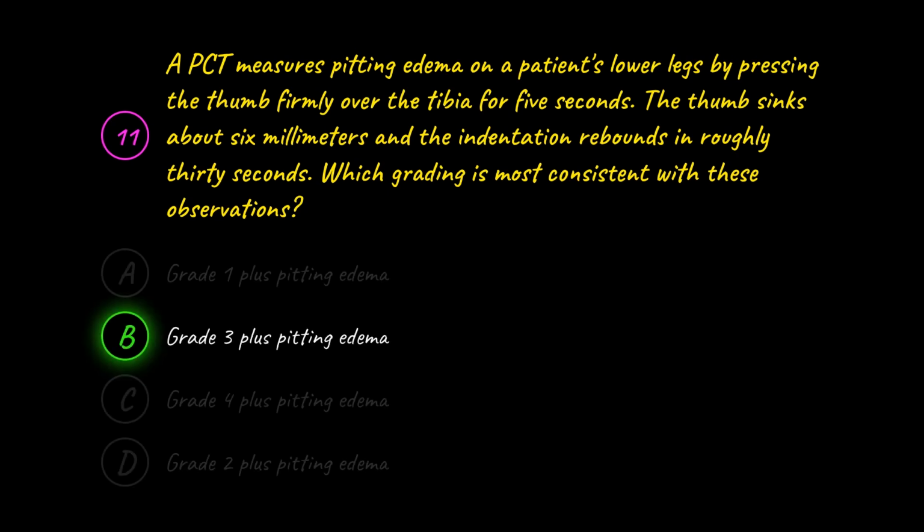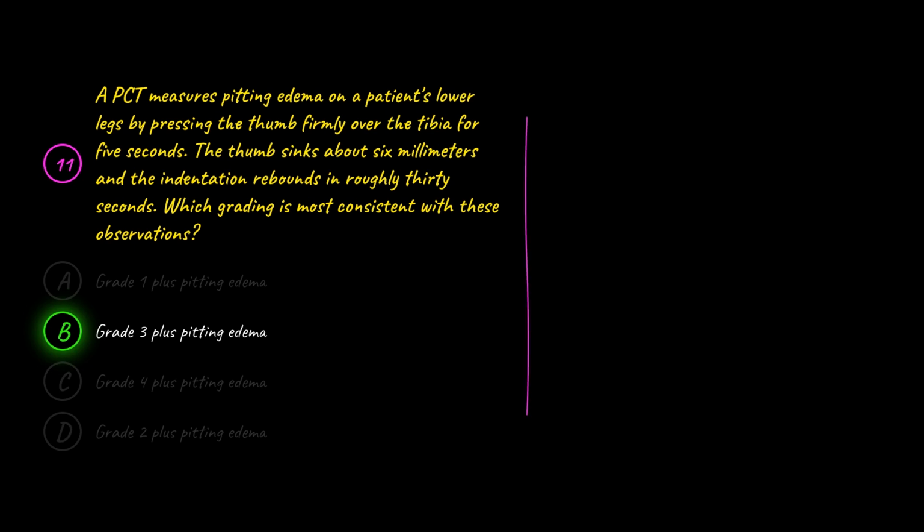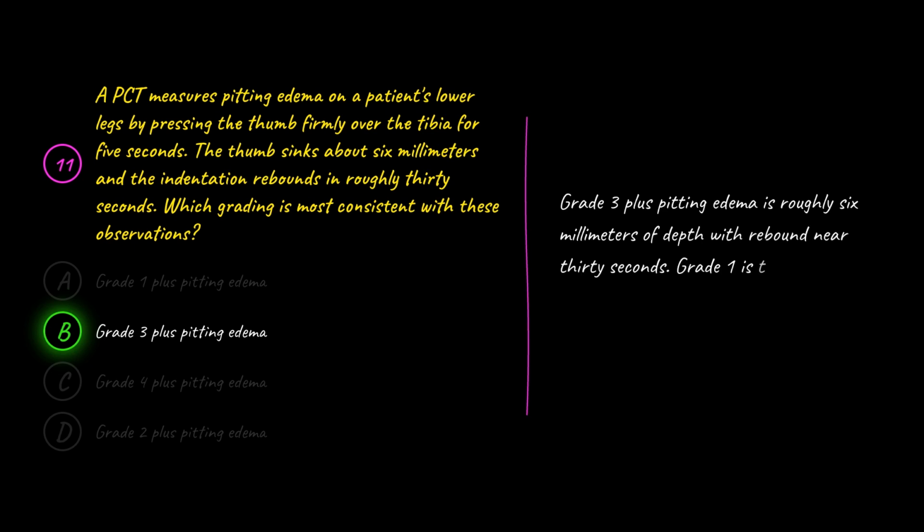The correct answer is B. Grade 3 plus pitting edema. B is correct because grade 3 plus pitting edema is roughly 6 millimeters of depth with rebound near 30 seconds. Grade 1 is 2 millimeters with immediate rebound. Grade 4 is 8 millimeters or deeper with rebound over 1 minute.